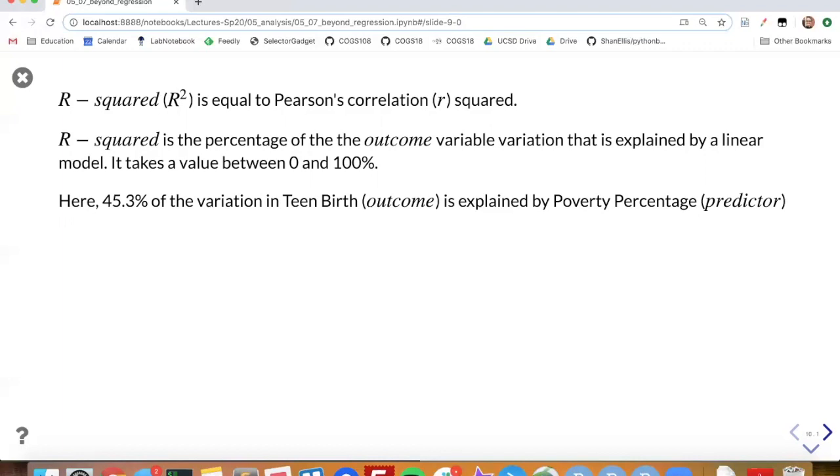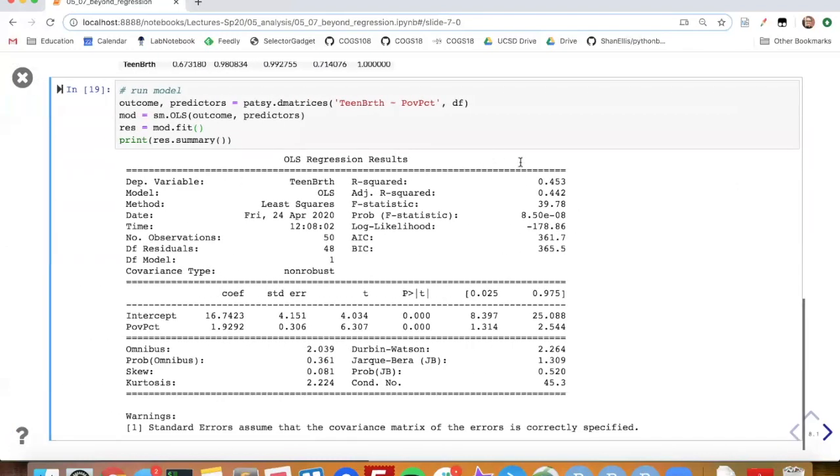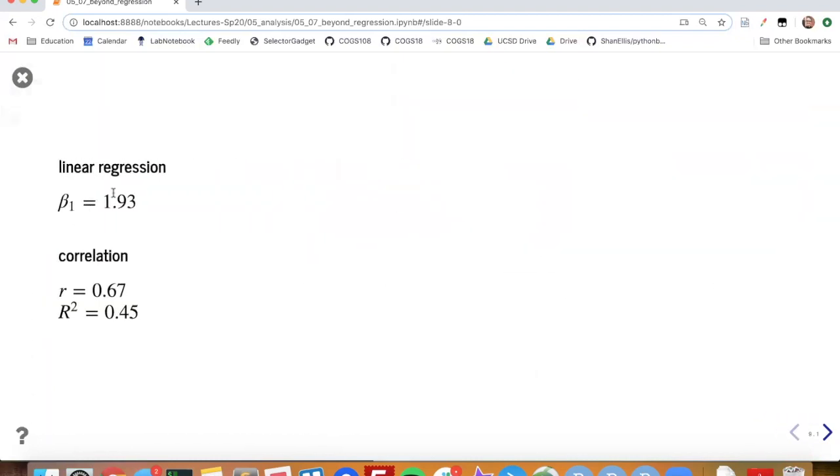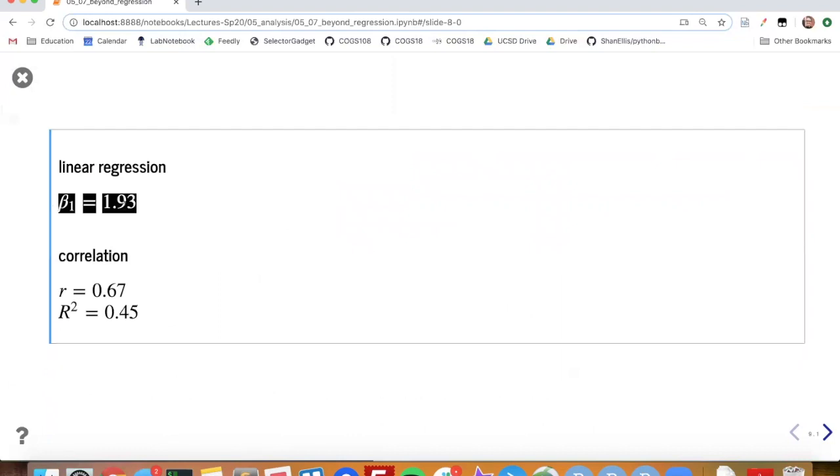our predictor. So when you want to know how much of the variance in your model is explained by your predictors, you can see here it's about 45%. So poverty percentage does not explain all of the variance we see in teen birth rate. We can say it explains about 45% of the variance we see in teen birth rate. Okay, so beta 1 is the slope of the line. A 1 unit increase in our predictor, we would expect a 1.93 unit increase in our outcome. For our R squared, this is how much of the variance in our outcome is explained by our predictor.